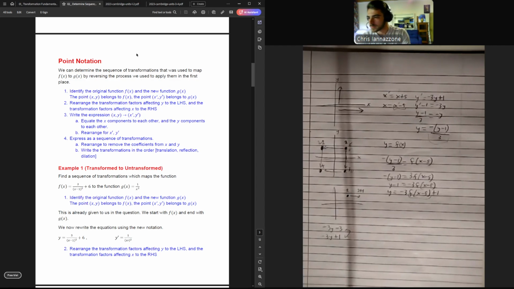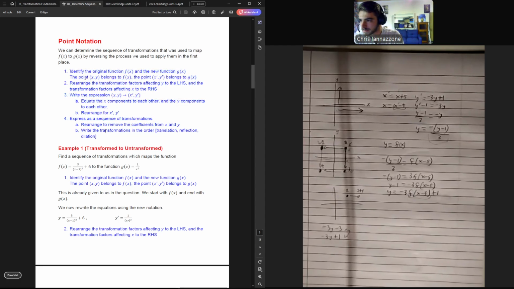So let's see. It's a 4-step thing. We start by identifying what our original function is and what the new function is going to be. So basically, where are we starting and where are we going? We're trying to get everything that affects the y on the y side, everything that affects the x on the x side. That'll make it easier to figure out what transformations are affecting what. We then use our point conversion to equate where we're going and where we started. Rearrange for x prime and y prime this time because we're going backwards, right? We're trying to get back to that initial stage.